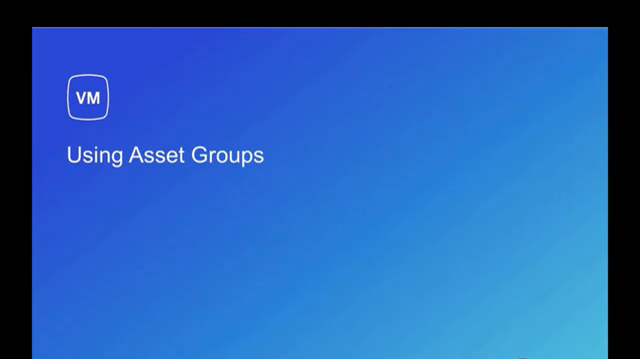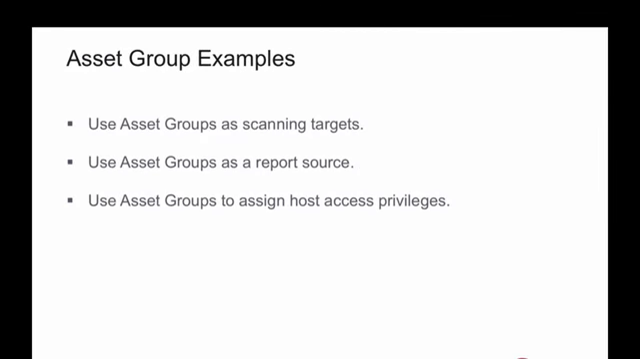This video will demonstrate using asset groups as both scanning and reporting targets, as well as using asset groups to assign host access privileges to Qualys user accounts. We'll begin with an example of using asset groups as a scanning target, followed by using asset groups as the source of a report, and finish up with an example of using asset groups to assign host access privileges.